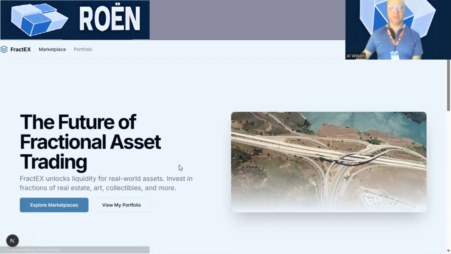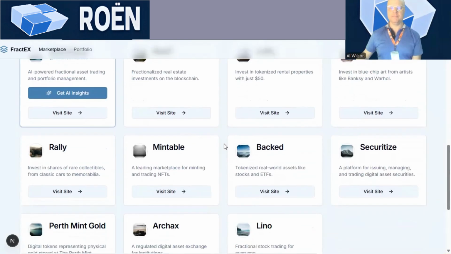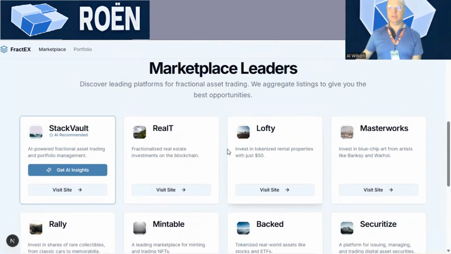We can explore the marketplace and also look at our partners. And these represent the major industry players in fractional asset trading. Here we have the list and the links to these suggested partners.